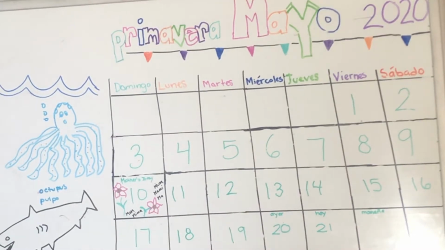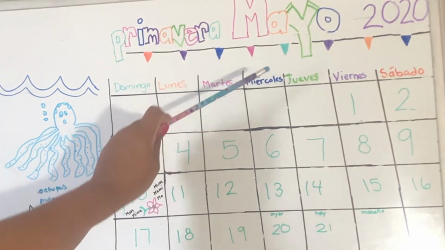Okay, so we're going to get started with going over the month of May. Vamos a repasar el mes de May. Now, today's our last day of YouTubing. Hoy es el último día que vamos a estar haciendo videos para YouTube. So I'm very excited about that. We made it all the way to the end. Lo hicimos.